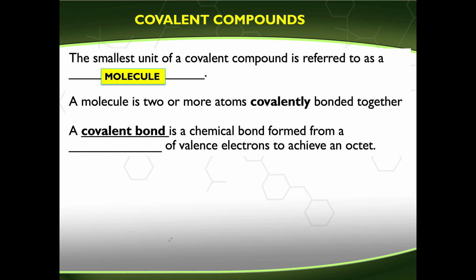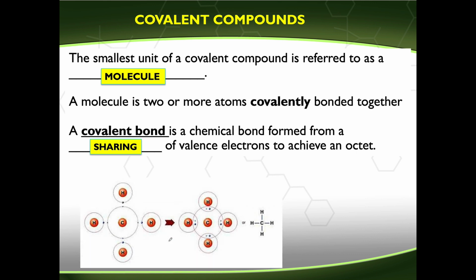A molecule is 2 or more atoms covalently bonded together. A covalent bond is a chemical bond formed from a sharing of valence electrons to achieve an octet. So we're not actually giving electrons away and taking. Instead, we're sharing between 2. So if you look at these molecules here, notice carbon with these 1, 2, 3, 4 valence electrons. It could gain 8 if these 4 hydrogens would come in and collide at these angles, and then it can share 2, 2, 2, and 2 to form 8.